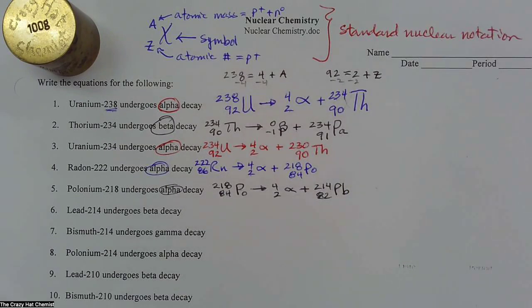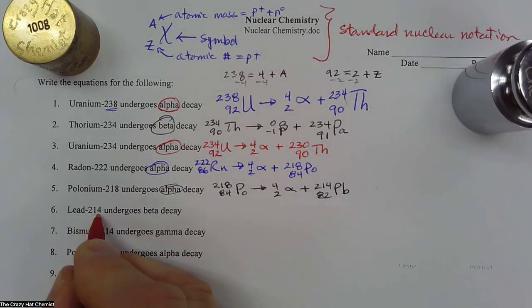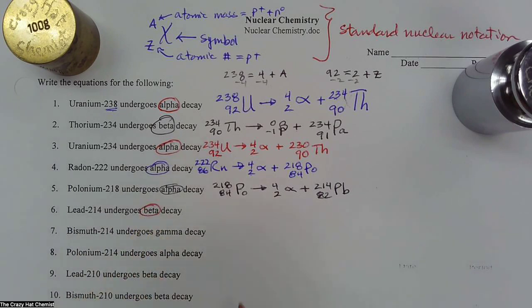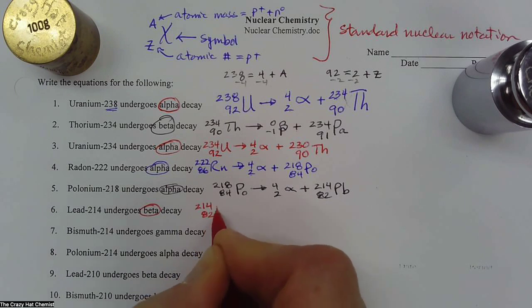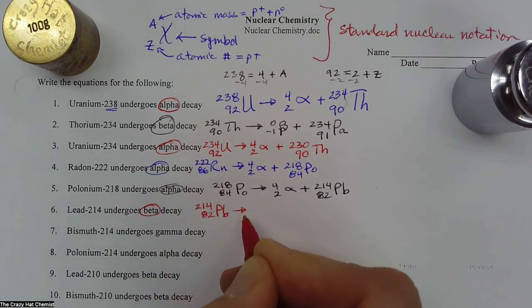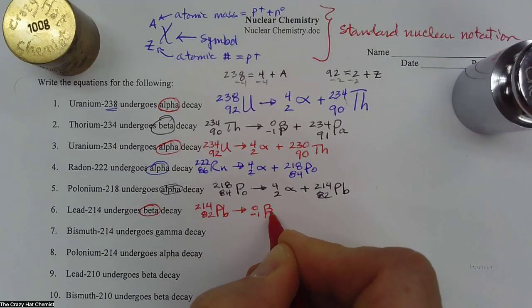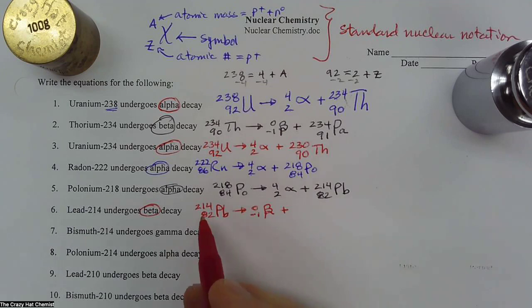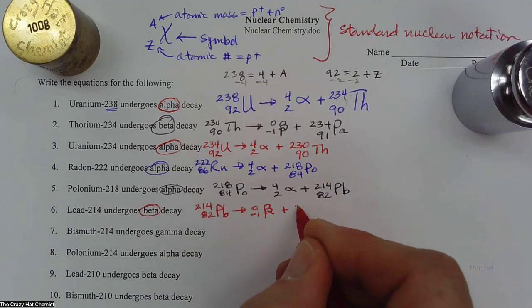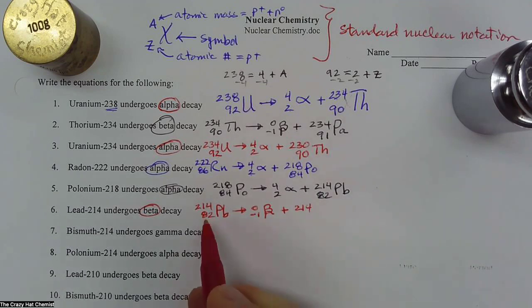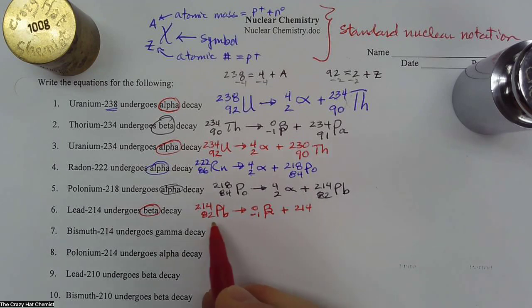Perfecto. All right, we're going to keep on going here. Our next problem here is going to be lead 214 undergoes beta decay. So we have 214, we have 82 for the lead, that's PB. It's going to undergo beta decay. The numbers are 0 and -1. It's a beta symbol. And then plus, so 214 is equal to 0 plus what number? I'm going to subtract 0 on both sides. I get 214. 82 is equal to -1 plus z, and I'm going to add 1 to both sides.